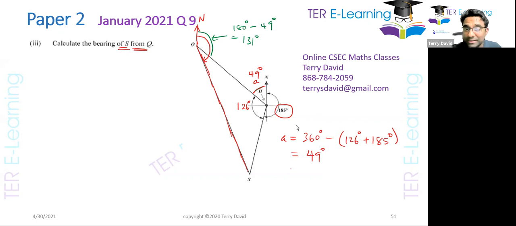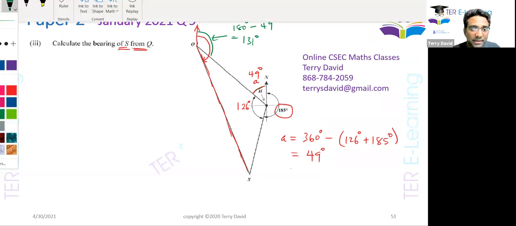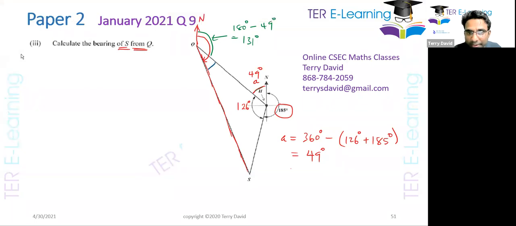Now, we know this angle now. So all you really need to do in order to finish this question is work out this small angle here. If you know this small angle, then it's just a matter of taking that angle and adding it to 131, and that'll be my answer.